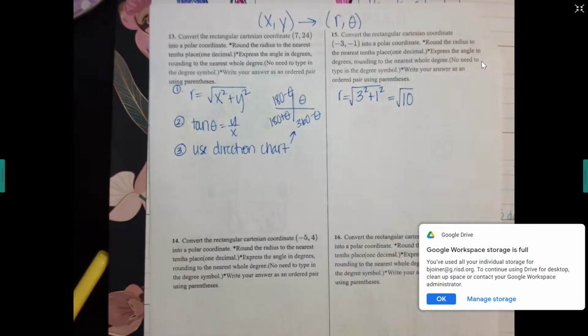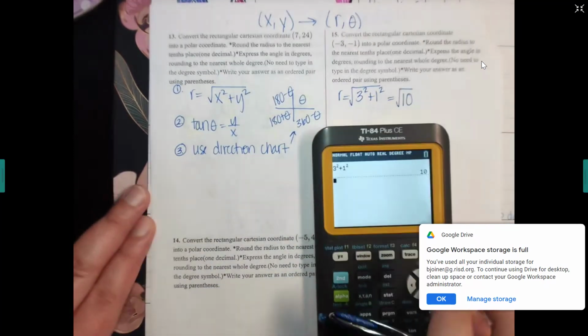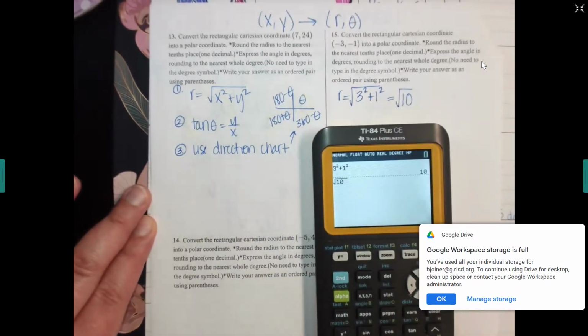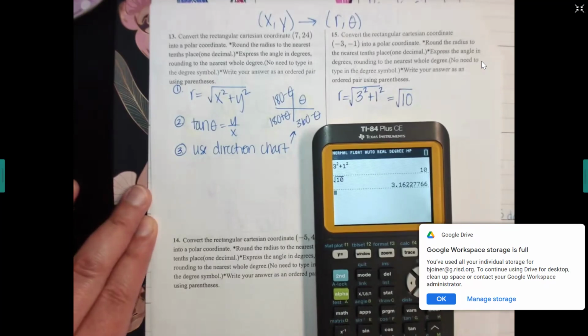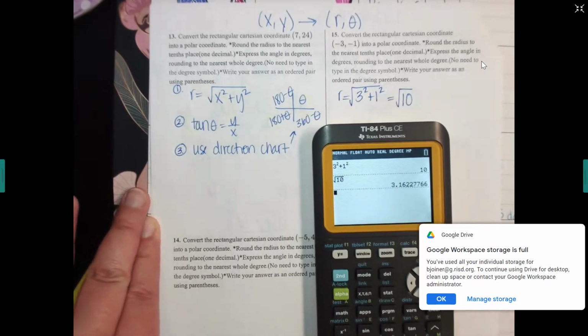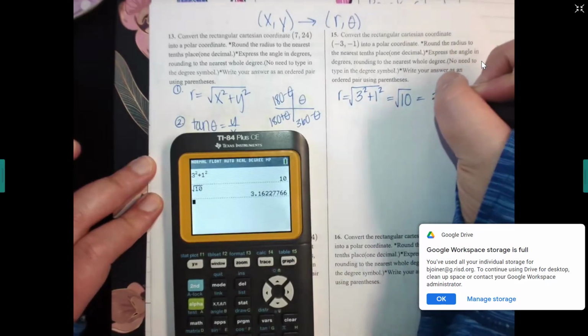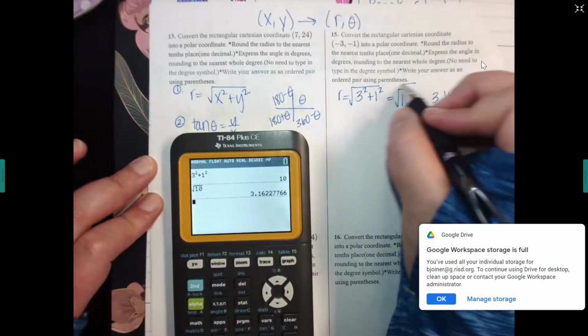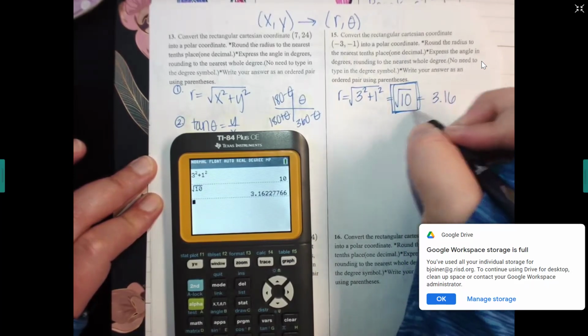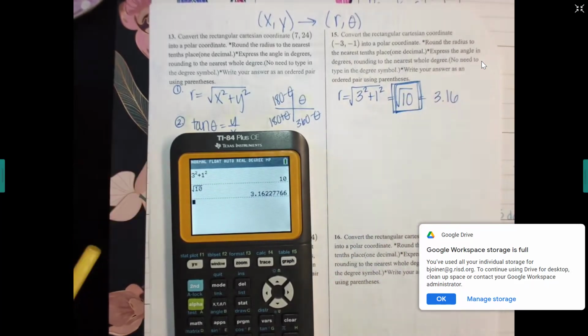And then you should check to see if you can take this root evenly. So I'm going to put the square root of 10 in my calculator. If it comes out perfect, I'm going to use it. If not, see how it came out to 3.16? Then I'm going to keep it just like that. So I'm going to put here, this is 3.16. But if it came out to a perfect whole number, you would use that instead.